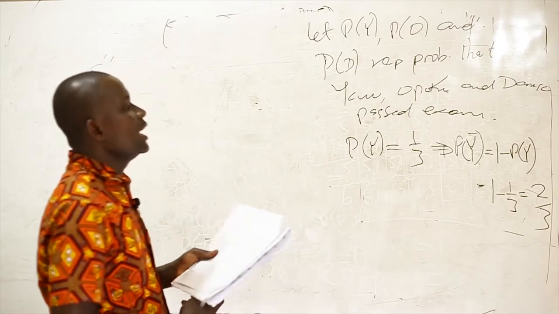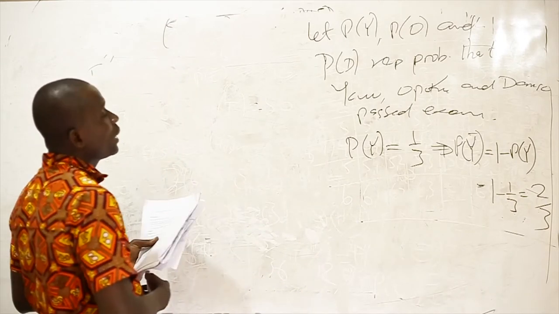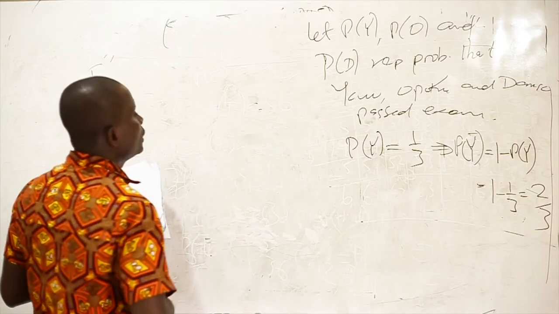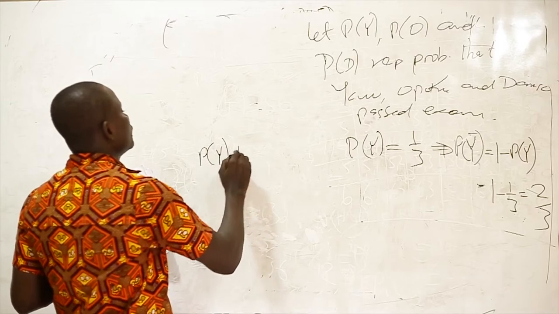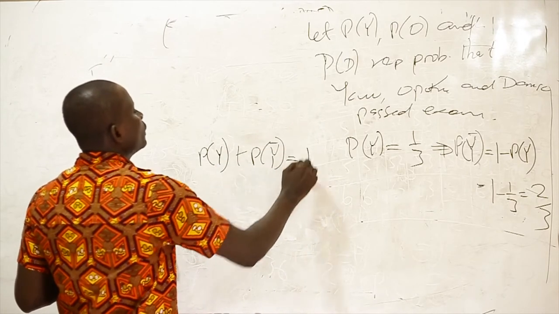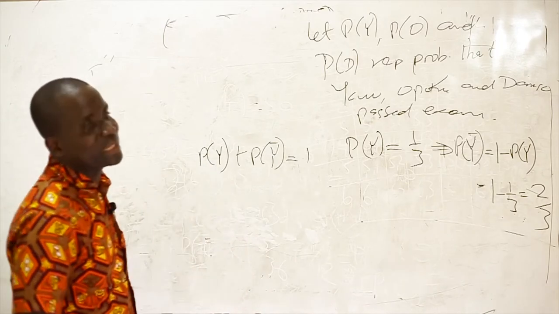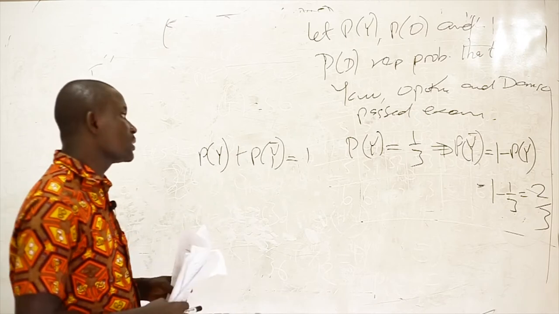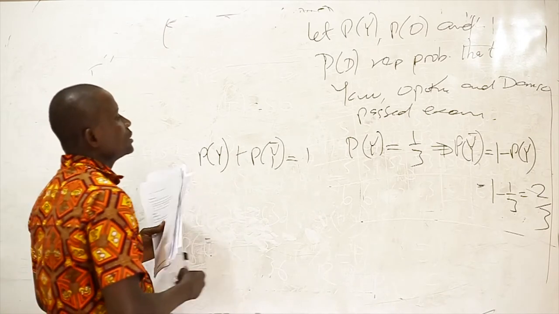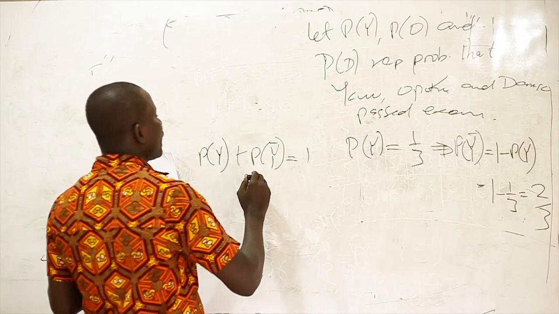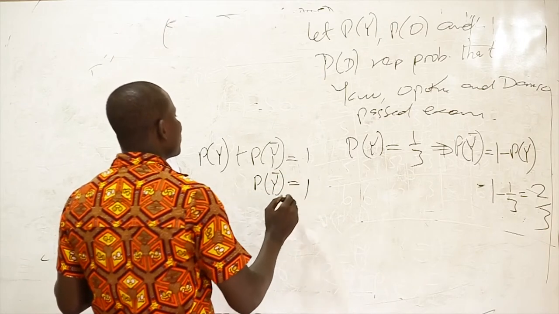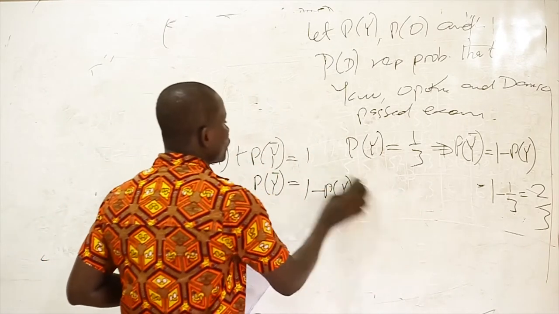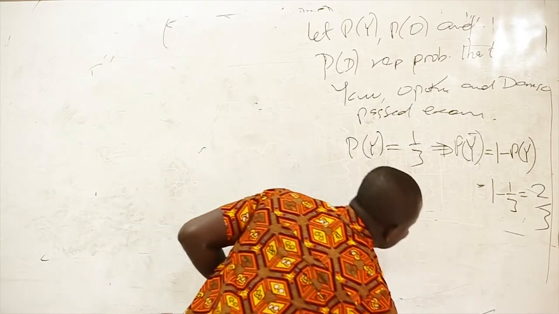Let me explain this. Anytime you are writing an examination, the probability of you passing plus the probability of you failing should be equal to 1. So if you have PY, the probability of passing, plus PY bar, the probability of failing, when you sum them, you should get 1. It's like you are writing exams and the total is 100. If you score 70, then you didn't get 30 correct. So 30 plus 70 gives you 100. So if I want PY bar, by change of subject, PY bar will be 1 minus PY. I hope you are getting the point. That's how we are going about it. So I subtracted 1/3 from 1.